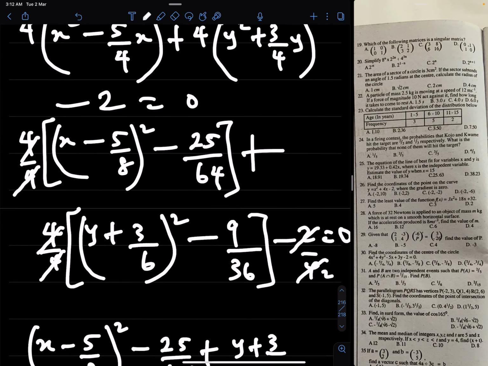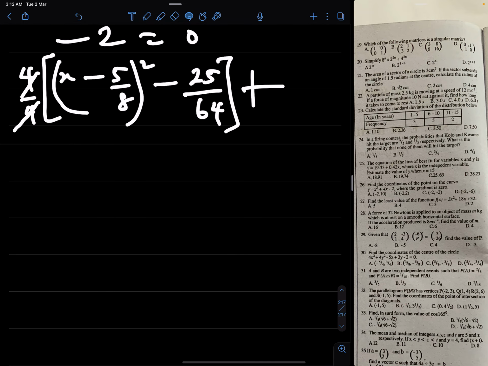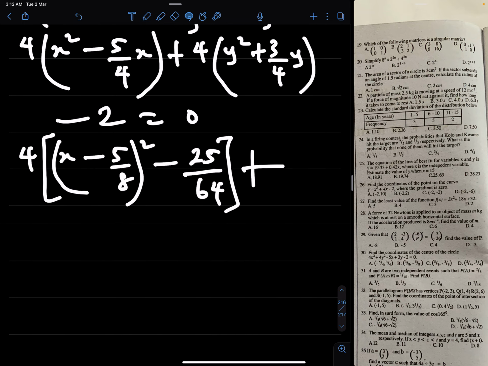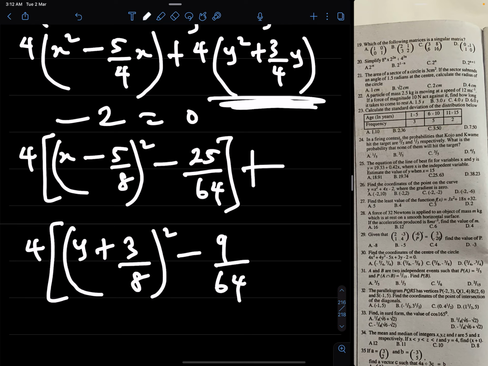Oh damn it, half of, what kind of mistake is this? I need to go back, sorry about that. This remains what it is, plus I want to go back to this. I didn't evaluate that correctly, so this is the same as 4 times y plus half of 3 over 4 is 3 over 8, all squared, minus the square of that half. 3 over 8 squared is 9 over 64, and then minus 2 equals 0.